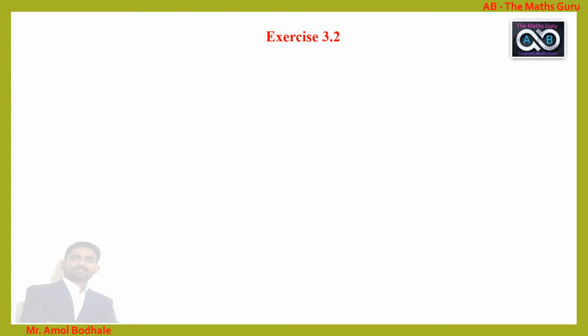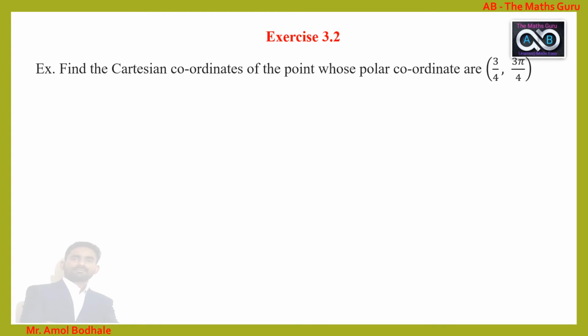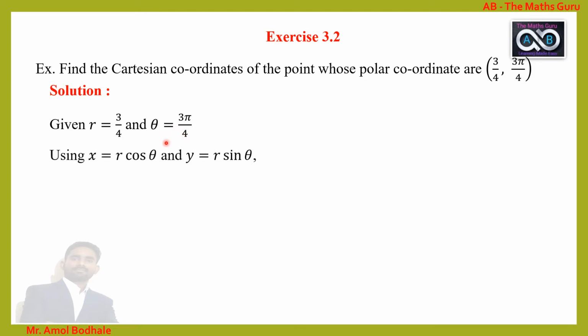Let's see the example from exercise 3.2. The first example: find the Cartesian coordinates of the point whose polar coordinates are (3 by 4, 3 pi by 4). So here we have to find the Cartesian coordinates, that means we have to find x and y. Here we are given r, that is 3 by 4, and theta is 3 pi by 4. Now we know x is equal to r cos theta and y is equal to r sin theta. Let's put the values of r and theta in this x and y. We will get the Cartesian coordinates.